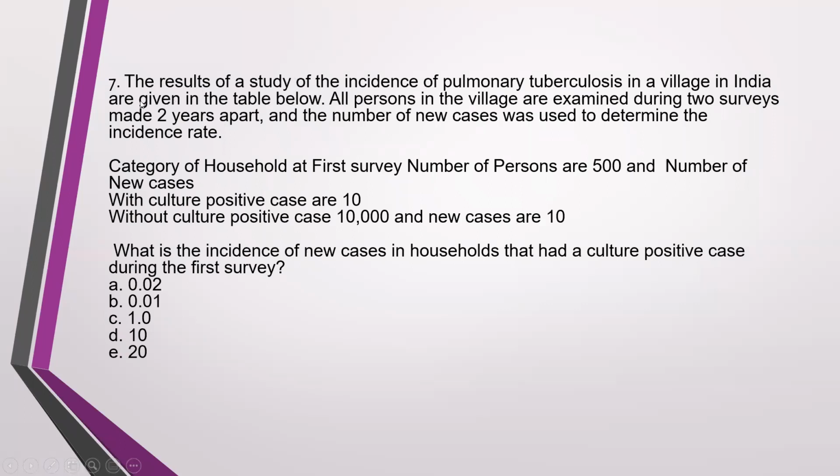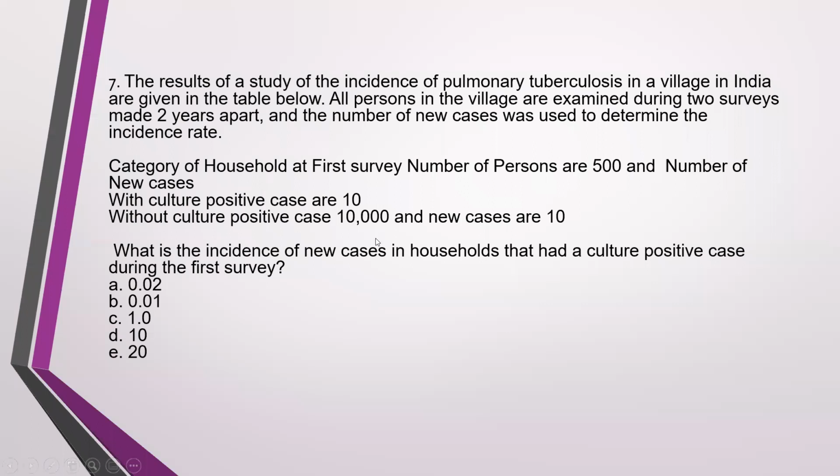This study was done for tuberculosis in a village of India, and the number of cases were determined in terms of incidence rates in two categories. The category of household first survey number were 500, and out of these 500, the number of new cases with culture positive were 10, and with culture negatives, for this situation, 500 people, the culture positives were 10, and the culture negative cases were also 10.